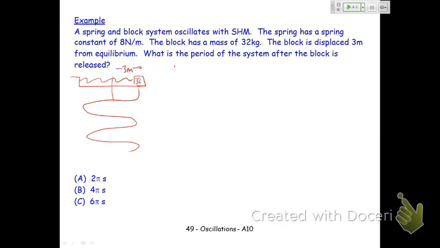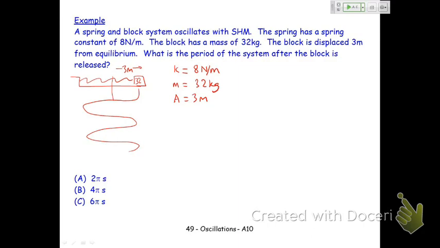I know that my k is equal to 8 newtons per meter. So you've got to know what the symbol is for k. I'm not going to give you k is equal to 8 newtons per meter, I'm just going to tell you it's the spring constant. And then you know the mass is equal to 32 kilograms, and the amplitude is equal to 3 meters.